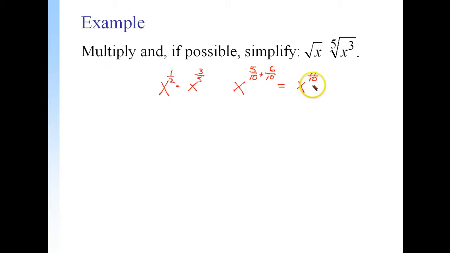So I'm not sure if they want it like this or in radical form. If they want it in radical form, remember this is going to be x 10 over 10, which is just plain x, times x to the 1/10. So this would then become x and then the 10th root of x.